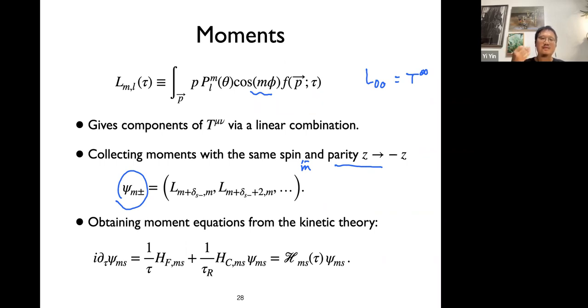and if you use some well-known properties of the spherical harmonics, you can derive matrix equations for those moments. Collectively, you can write down the evolution equation of these big vectors as matrix equations, which are quite similar to the equations that you see in quantum mechanics. And because we are using the RTA kinetic theory, the moments with different M or different parity decouple, so we can focus on each sector with fixed spin and parity, and its dynamics is governed by these matrices.